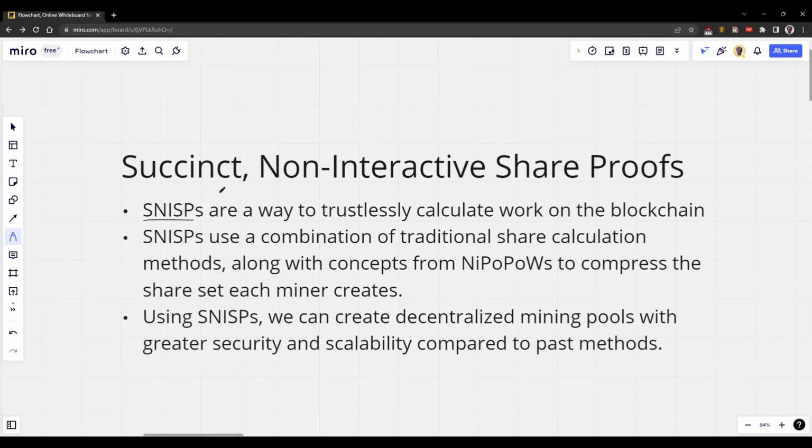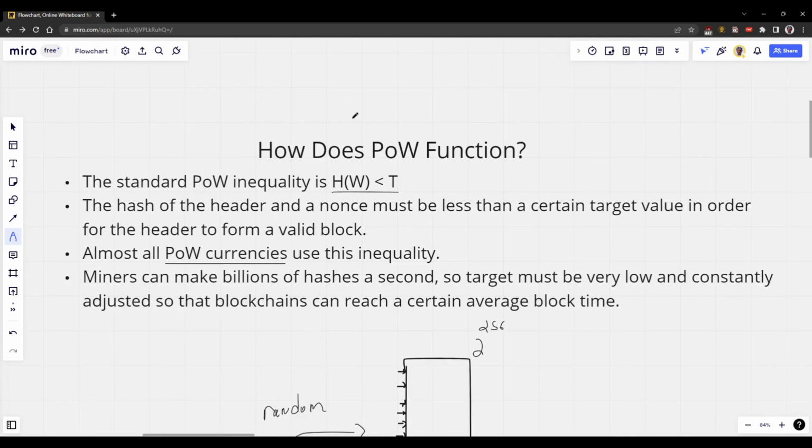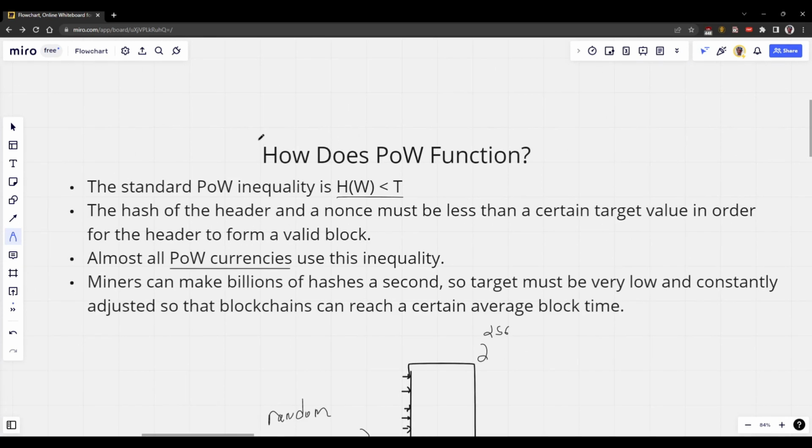Now, before we dive into SNISPs, let's get some background knowledge. Let's look at how proof of work functions. In general, a miner is given some work that they must apply a hashing function to, and the miner usually creates millions, billions of hashes every second. They're doing this in order to eventually find a hash that satisfies this inequality here, so that h of w is less than t, which is the target value set by the blockchain itself.